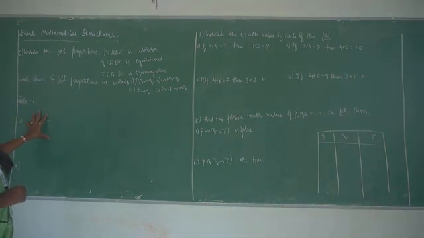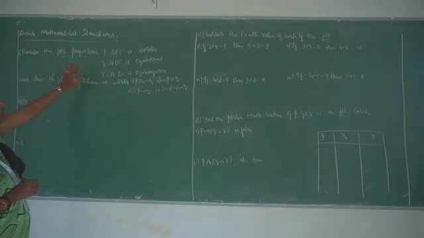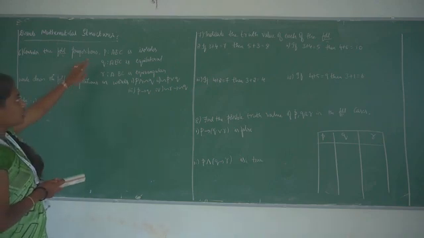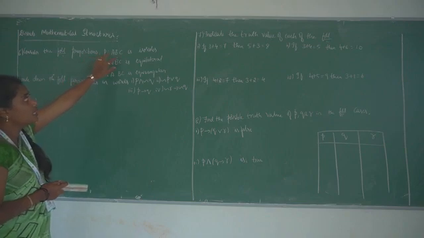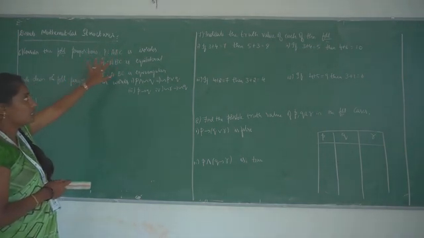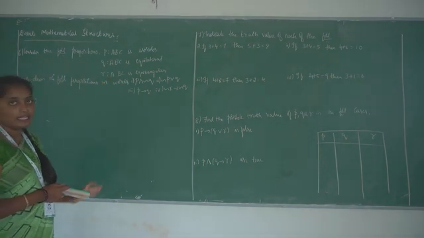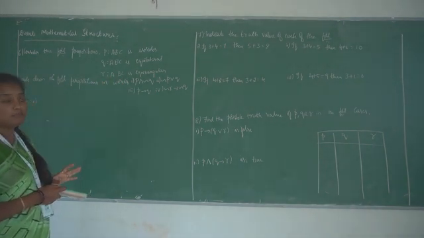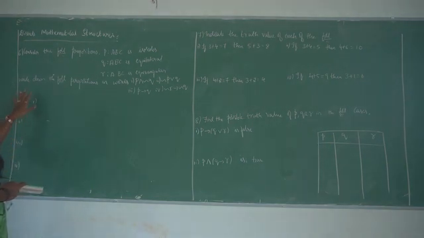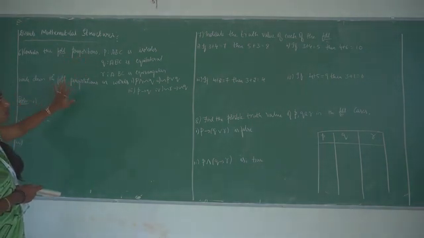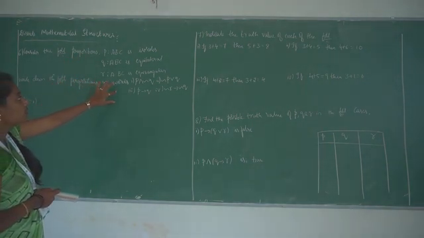The next problem is: consider the following propositions. There are three propositions given based on a triangle ABC. In that, the first one is ABC is isosceles, that is, an isosceles triangle. ABC is equilateral, ABC is equiangular. These are the three given propositions. Now the question is to write down the following propositions in words.